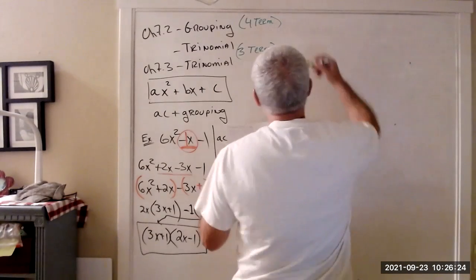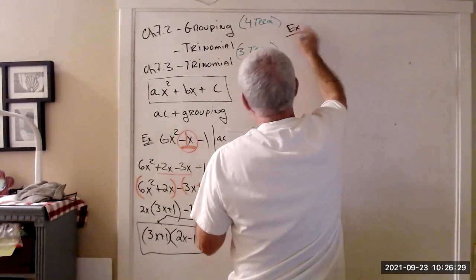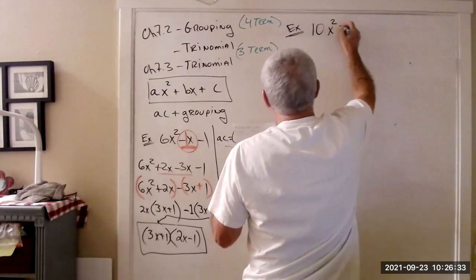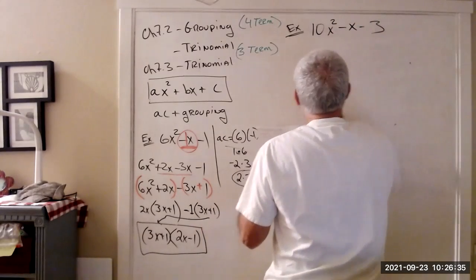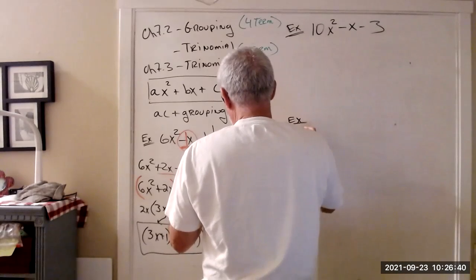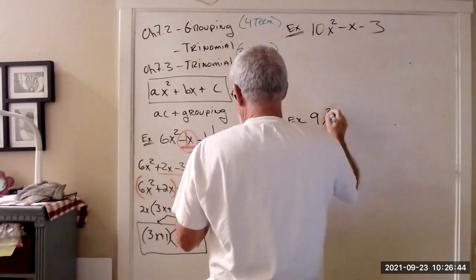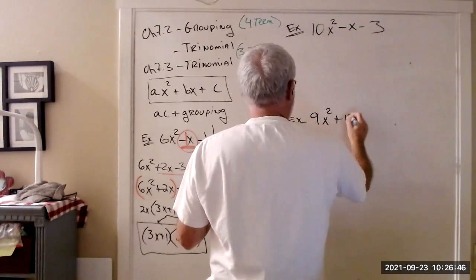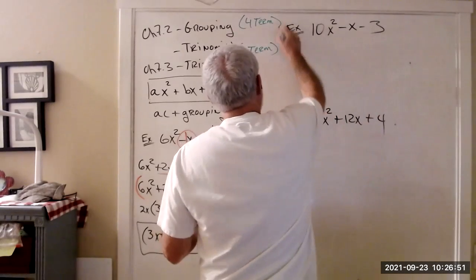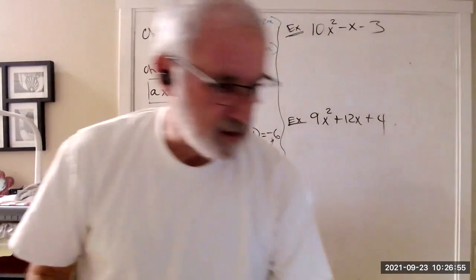2 problems. Let's see what we have and give you guys a chance to work this out. 10x squared minus x minus 3. And let's go for another one. 9x squared plus 12x plus 4. So let's pause, give you guys a little bit of time to work on that.